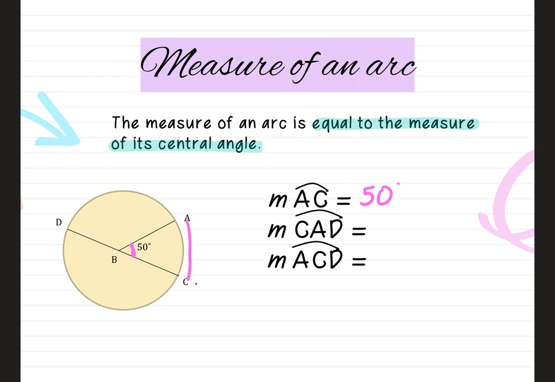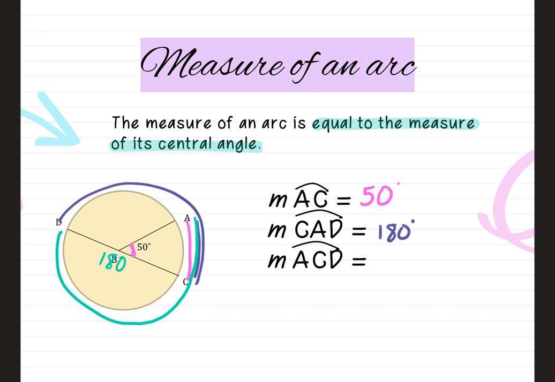The measure of arc CAD would be what? How do you know it's 180? Good. That's the diameter. It's half the circle. It's a semicircle, 180 degrees. And then arc ACD is 230. Why is it 230? This would be 180 plus the 50, 230.